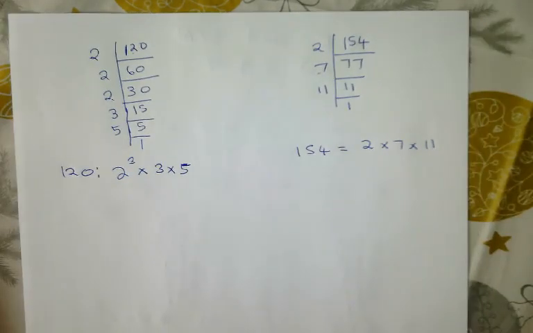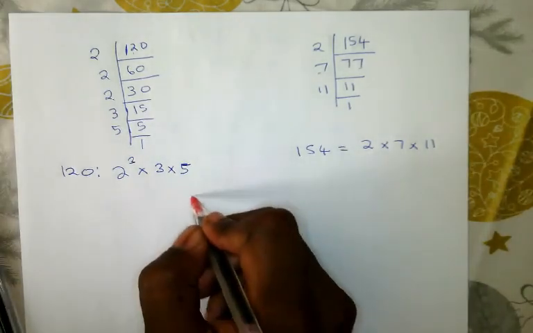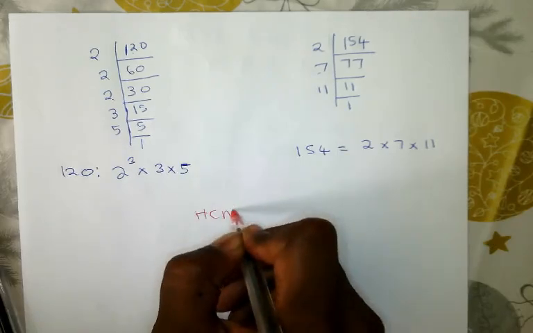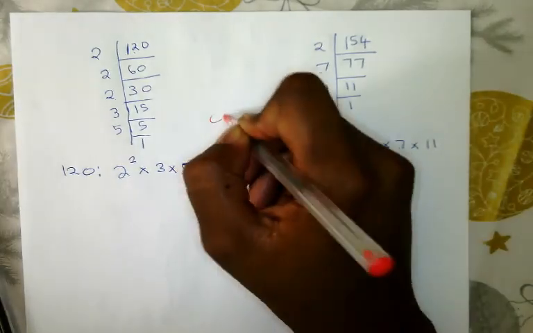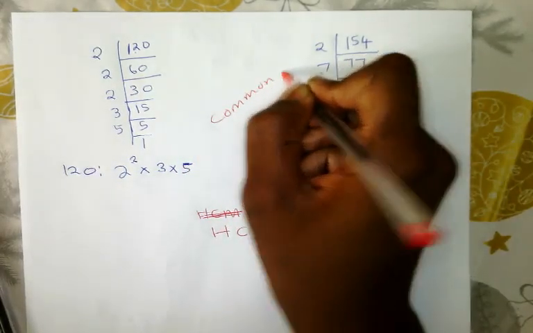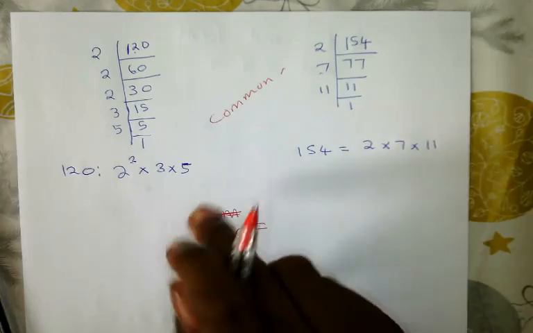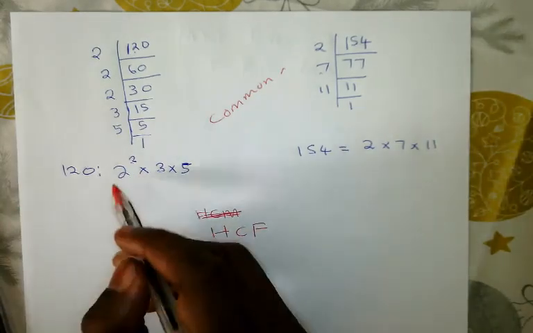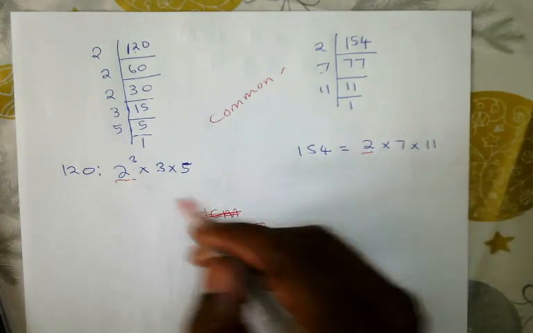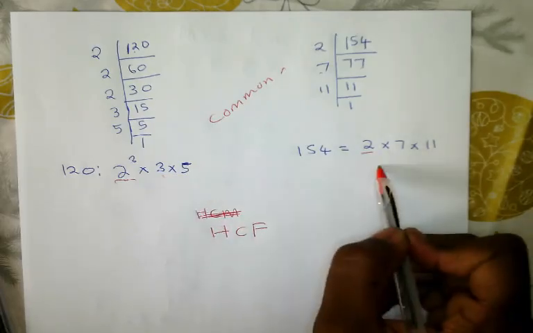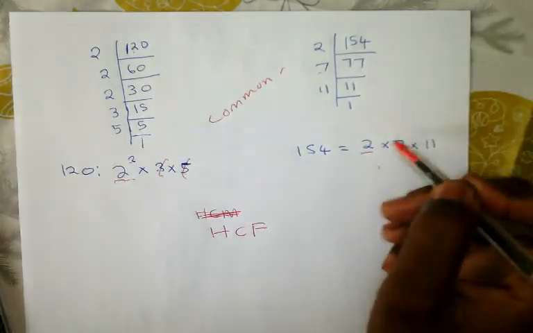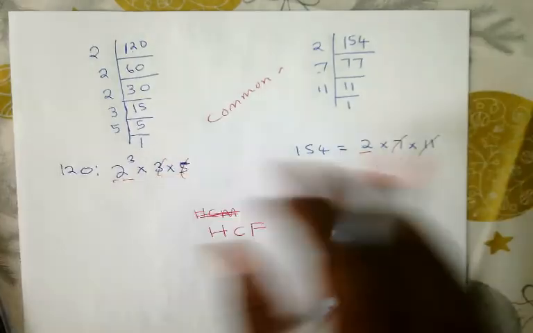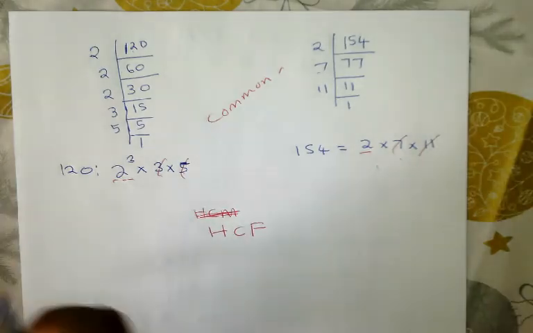So let's look at this one. We first identify what is common. Highest common factor, HCF. What is common? What is similar between these? So here we've got a 2, we have a 2. 3, there's no 3 here. There's no 7 here. 5, there's no 5 here, there's no 11. So these cannot be common because they don't appear in both of the numbers. So the only common base is 2.